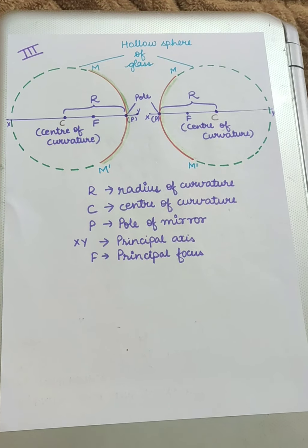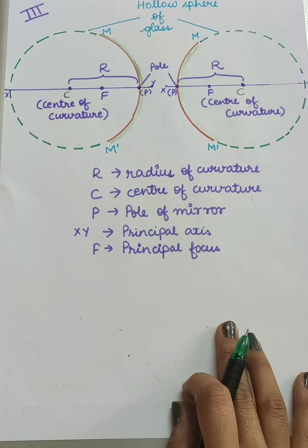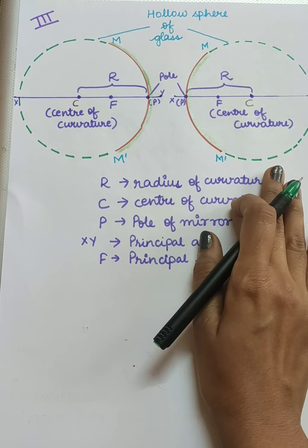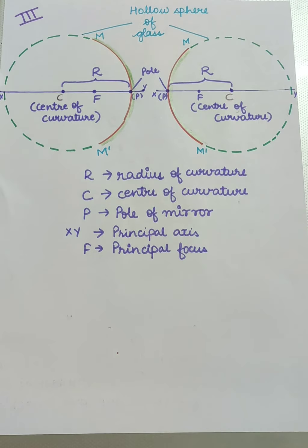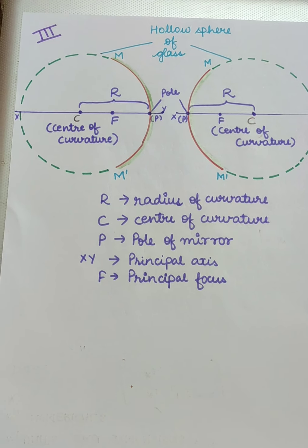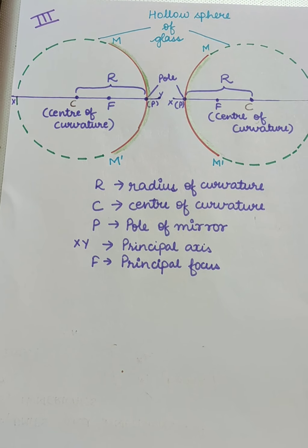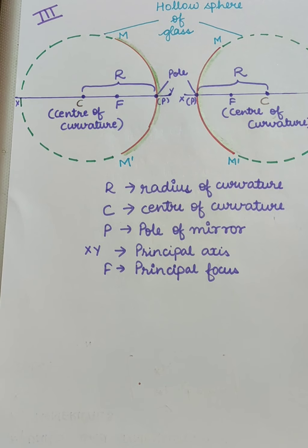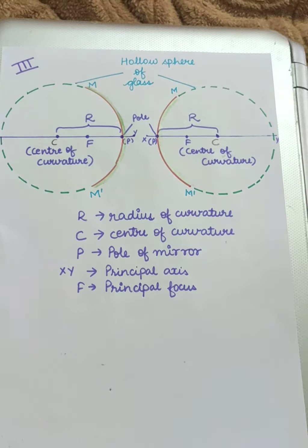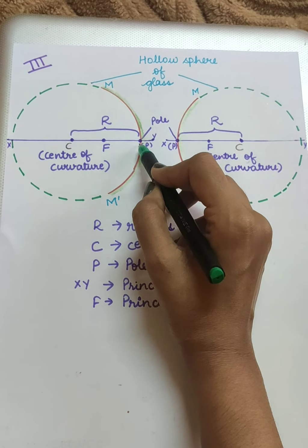So next we move on to the terms related to a spherical mirror. For this we'll be considering both cases, one for your concave mirror and the other for your convex mirror. So first of all, let us talk about all the terms related to mirrors. You can see from the figure I have marked different parts of the mirror. Number one is the pole of the mirror. We'll take all the terms step by step. You can see this point P here and this point P here has been marked as the pole of the mirror.